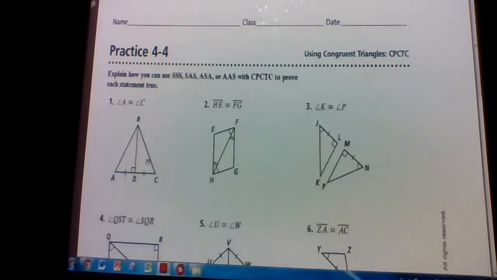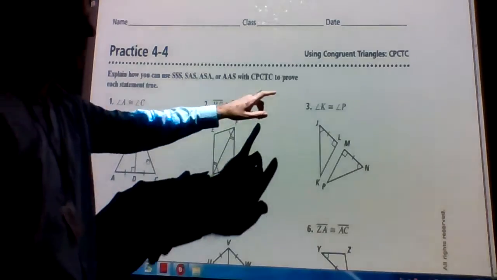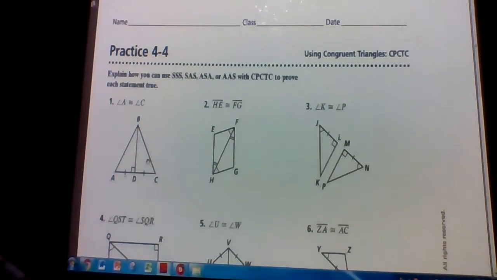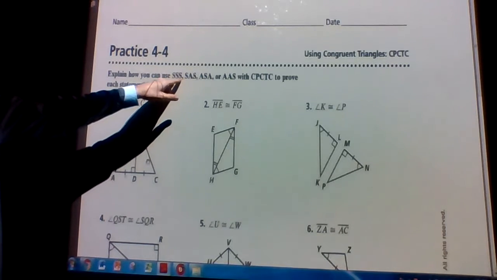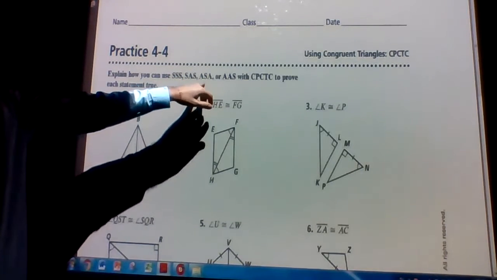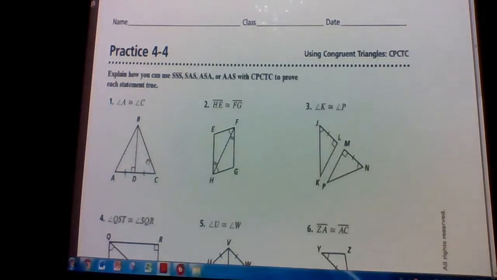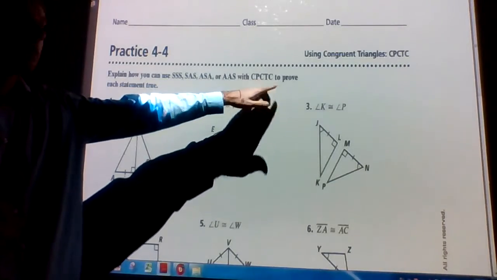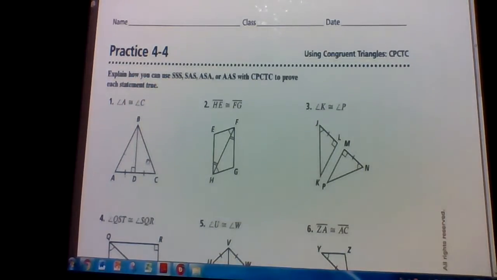Okay, this was the last page of the packet. The corresponding parts of congruent triangles are congruent, called practice 4.4 here. Okay, so we wanted to use side, side, side, side, angle, side, angle, side, angle, or angle, angle, side first, to show the triangles are congruent, and then we can use the corresponding parts of congruent triangles are congruent to prove what they're trying to tell us to be true.